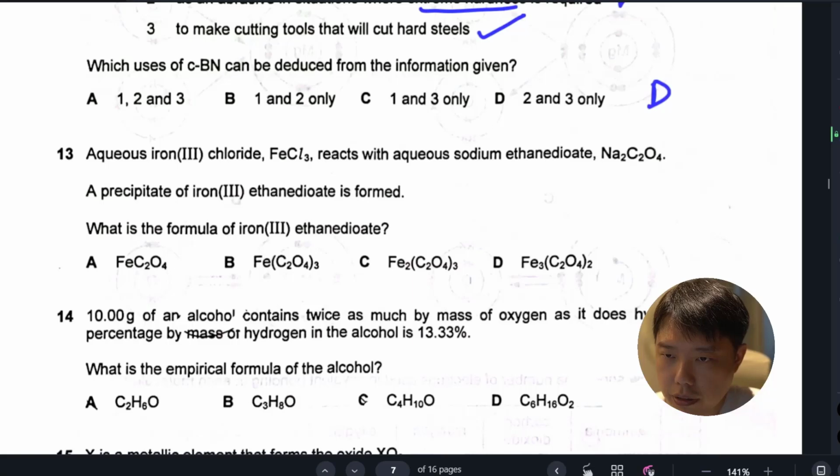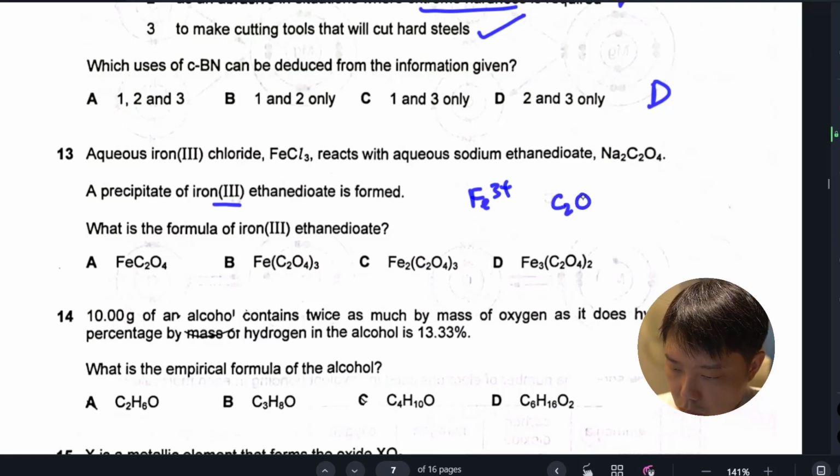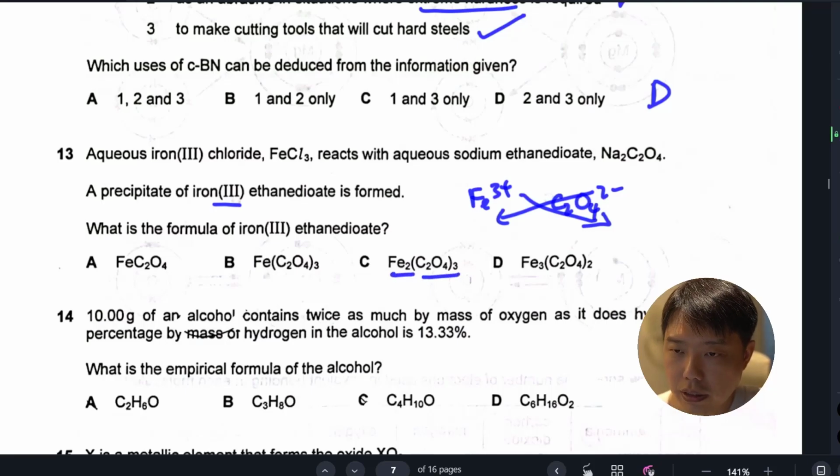Okay, so let's look at question 13. You have iron 3 chloride reacting with sodium ethanedioate, a precipitate of iron 3 ethanedioate is formed. We have Fe3+ and ethanedioate C2O4 2-. What is the formula? Okay, so you're going to crisscross this. You need 2 of iron and 3 of the ethanedioate so that you have a neutral compound. Okay, so our answer here is C.